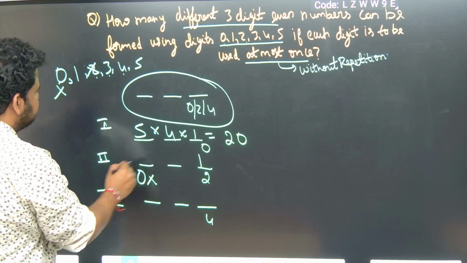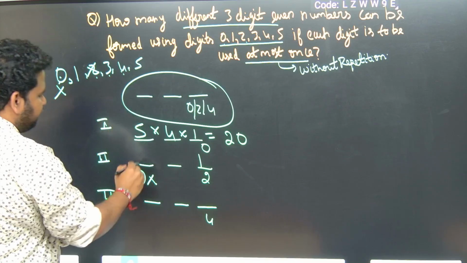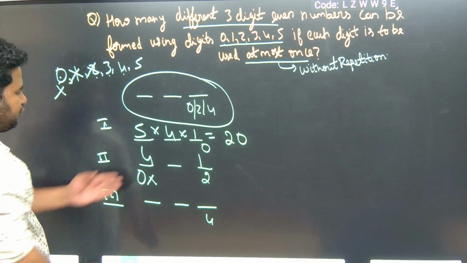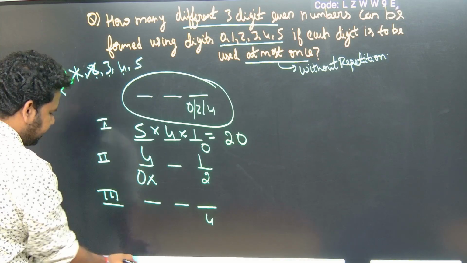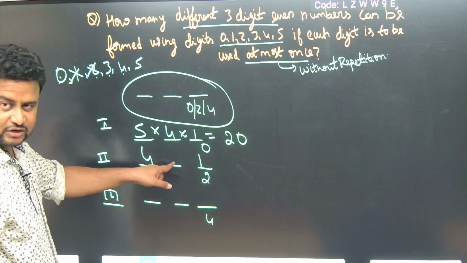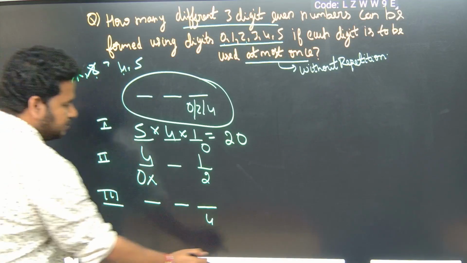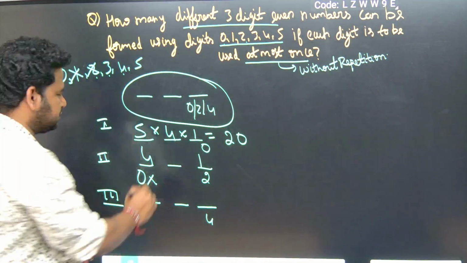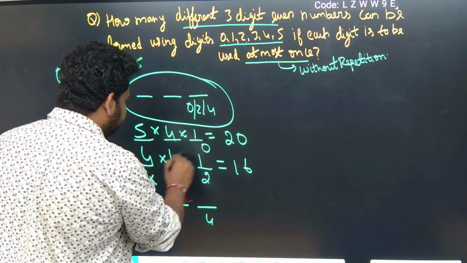Now how many possibilities are there here? 0 cannot be placed, so 1, 2, 3, 4. 4 possibilities are there. So let us think that 1 I have placed here. Now 0 can come back again here, definitely 0 can come in the middle. So how many possibilities are there? 1, 2, 3, 4. So 4 possibilities. So 4 into 4 will get it as 16.